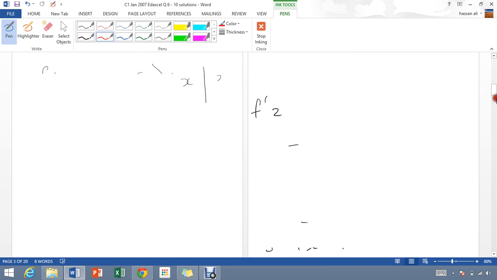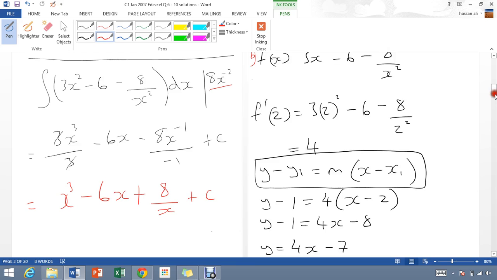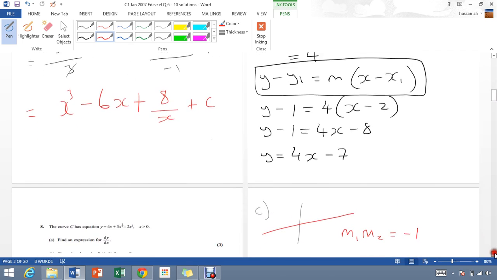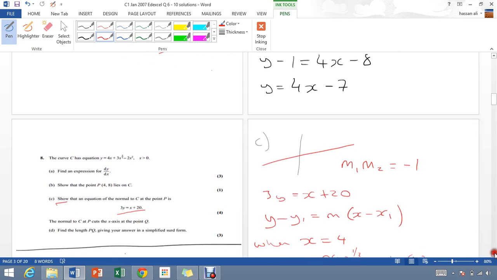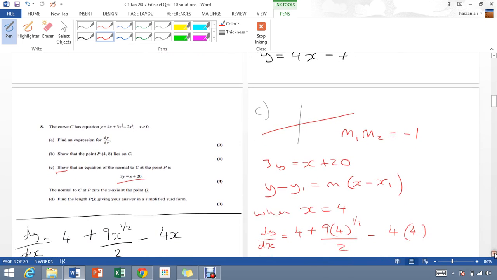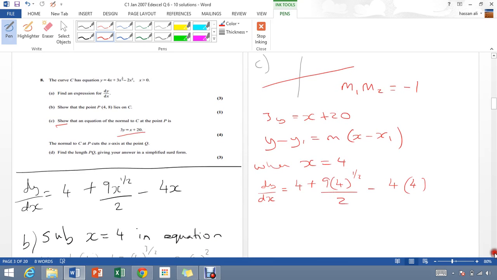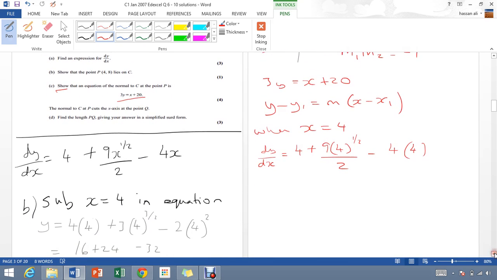Okay, once you solve that, let's get back to that question. Once you've solved that, you should be able to work out that 4 to the power of a half is root 4, which is 2. 9 times 2 is 18, and 18 divided by 2 will give you 9.